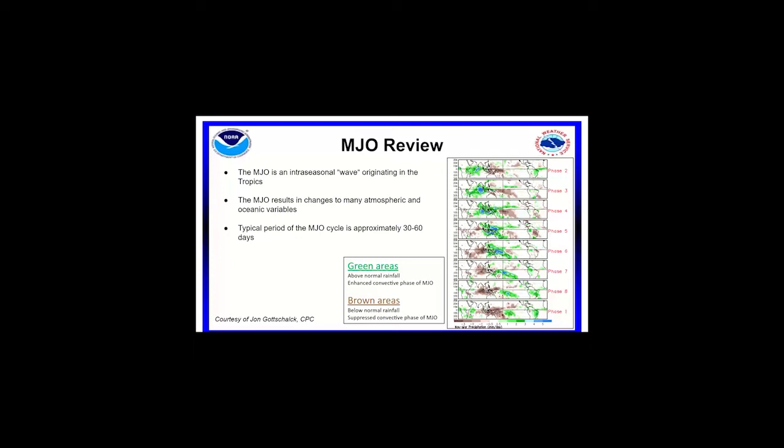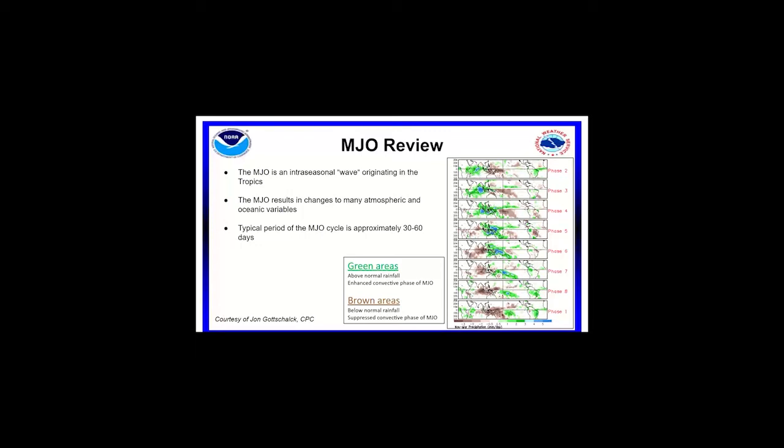Like ENSO is the leading pattern of seasonal variability and triennial variability, the MJO is the leading pattern of subseasonal variability in the tropics. And so it's an intraseasonal wave that originates in the tropics. It results in many changes to atmospheric and oceanic variables, and it has a time period of approximately 30 to 60 days.